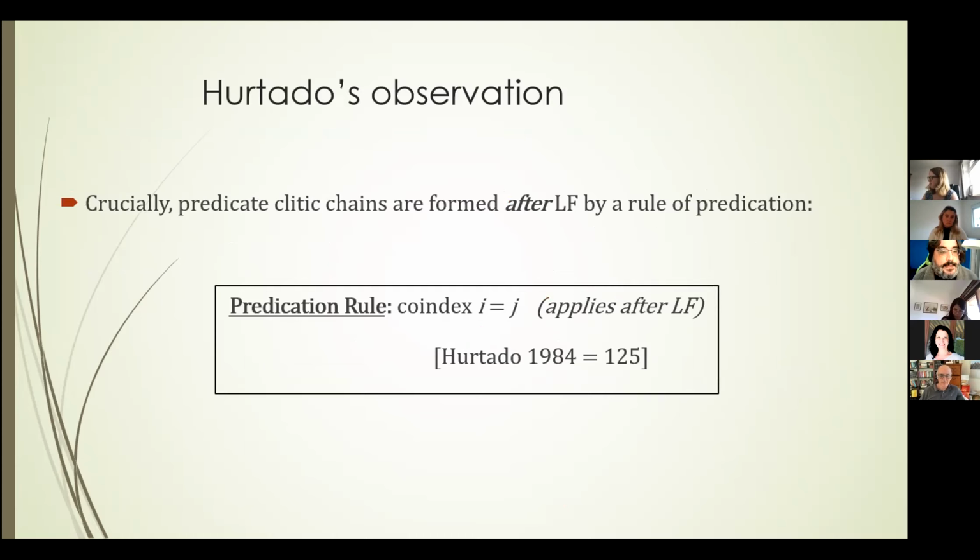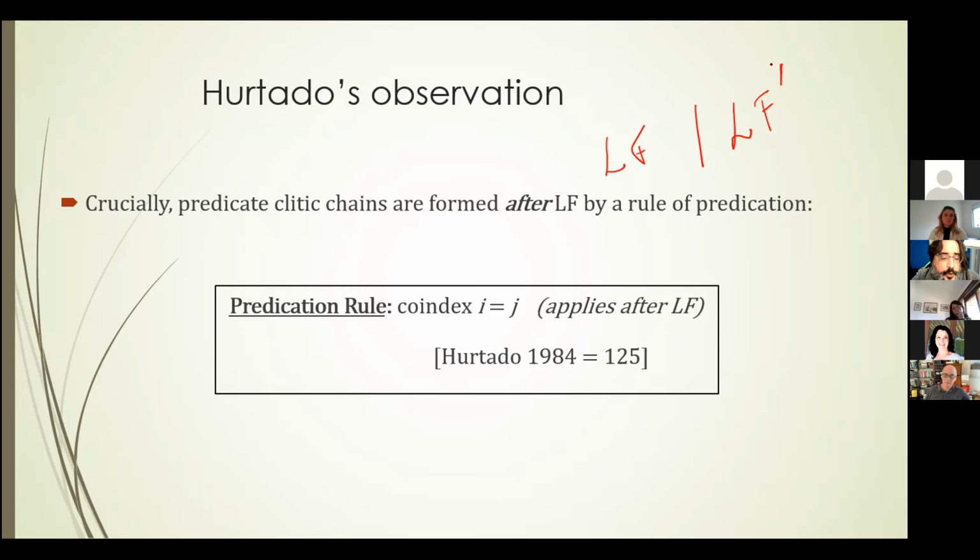So how does this account explain the obviation effects? Well, Chomsky's idea was that predication, this predication rule that I mentioned before, applies after LF. If you remember, Chomsky proposed in the 70s in two papers that there are two steps of LF derivation, what he calls LF and then LF prime.